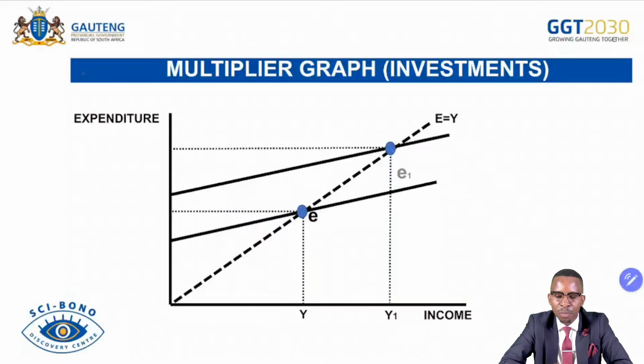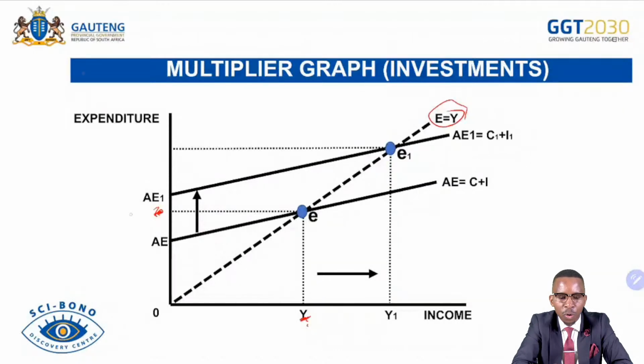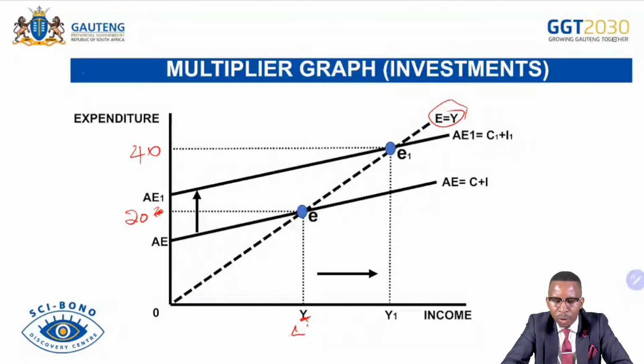And then we label AE equals C plus I, and AE1 equals C1 plus I1. Then after we label, we indicate the increase in the injection in the economy, as well as the increase in the level of income in the economy. So the expenditure increases at the same rate as the increase in income in the economy. Remember, we said E equals Y. So from this point to here, expenditure is equal to the income. Let's say we have 20 billion here and 40 billion here. We'll also have 20 billion here and 40 here, indicating that along the 45-degree line where it intersects with the investment line, we have the equilibrium, meaning expenditure equals income: 20, 20, 40, 40.